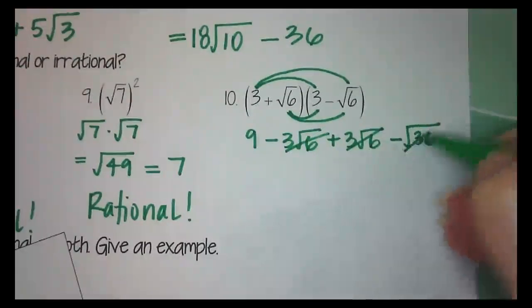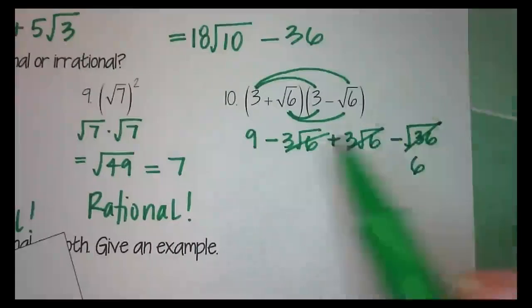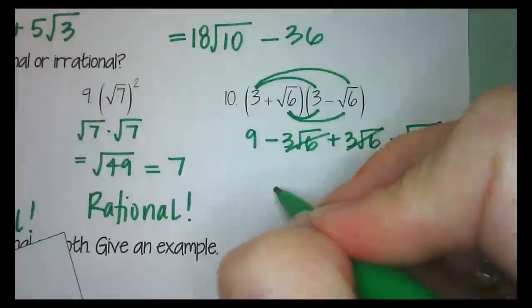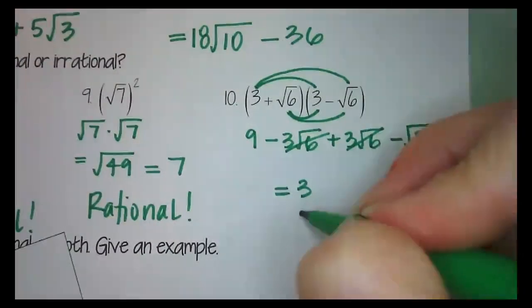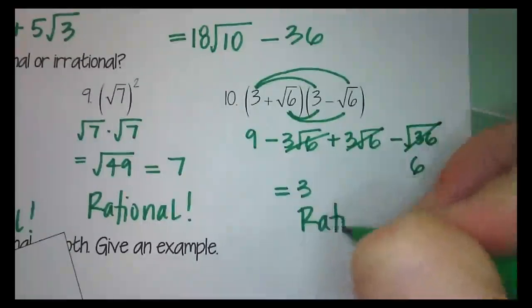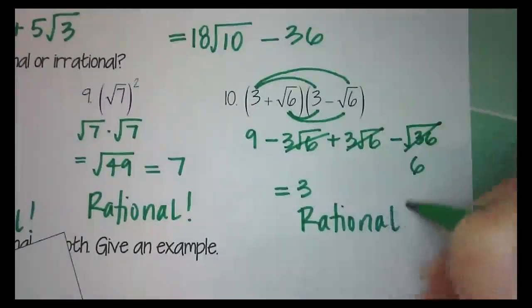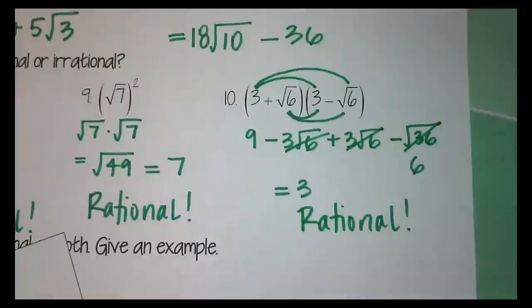Square root of 36 is 6. So then I have 9 minus 6. The answer to that is 3, and that is rational. So who would have guessed? All of those are rational. All right, the next section I said omit.